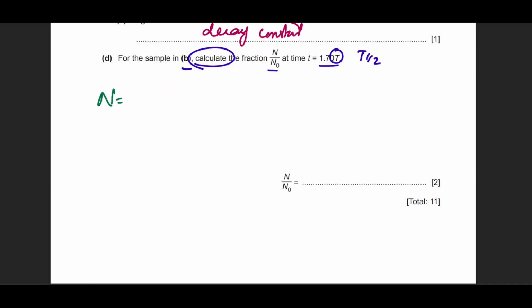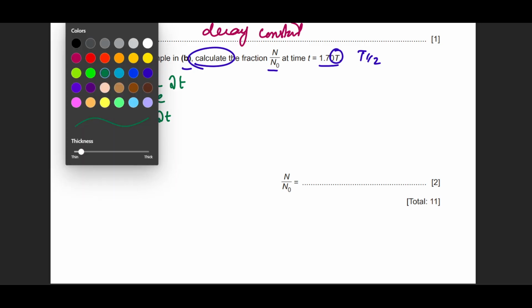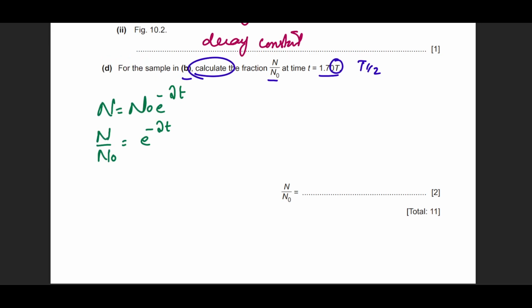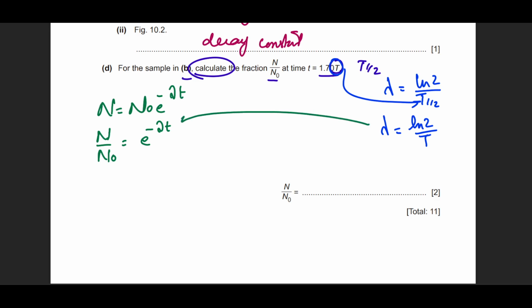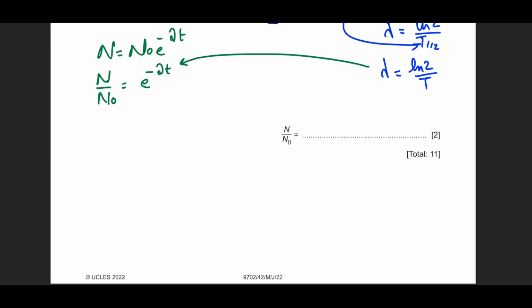We have the equation n equals n naught e raised to the minus lambda t. We want to calculate the ratio n by n naught, which equals e raised to the negative lambda t. The decay constant has another equation from the half-life: lambda is equal to ln 2 divided by the half-life. In our question, capital T represents the half-life, so lambda is equal to ln 2 divided by capital T. I can replace this in the equation I've written down.